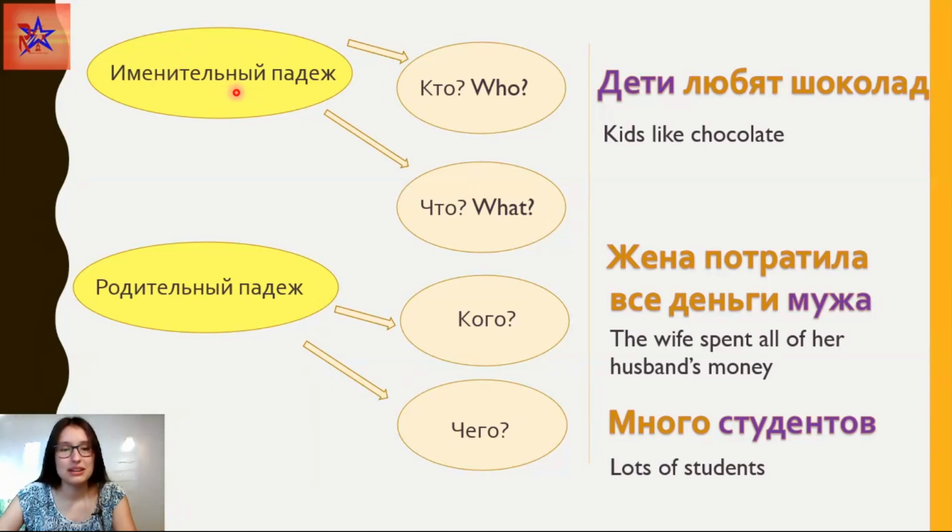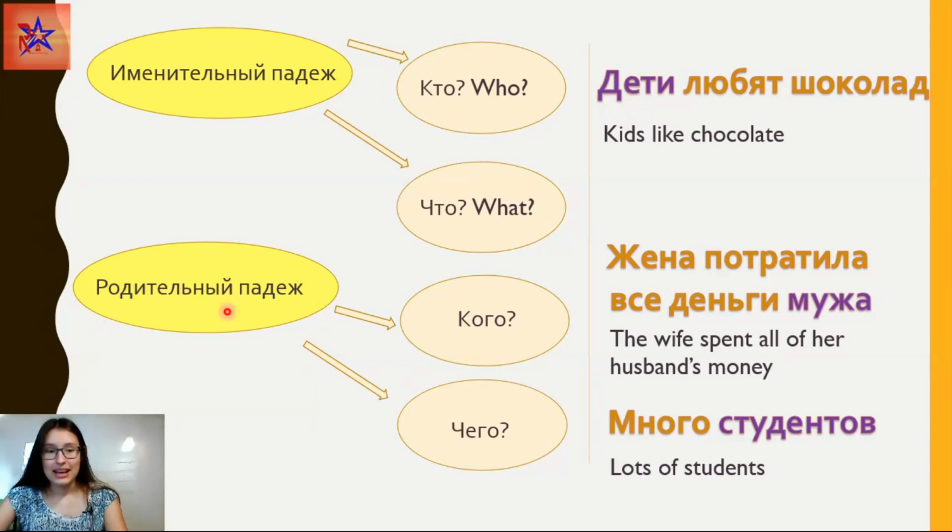First of all, именительный падеж, nominative case. It answers such questions like кто, who for animated objects, что, what for inanimate objects. So кто, it might be people, like люди, or животные, animals. Что, all the objects, like telephone, тетрадь, notebook. And именительный падеж is used for the subjects of the sentences. Like all the subjects are in nominative case. Дети любят шоколад. Дети in именительный падеж.